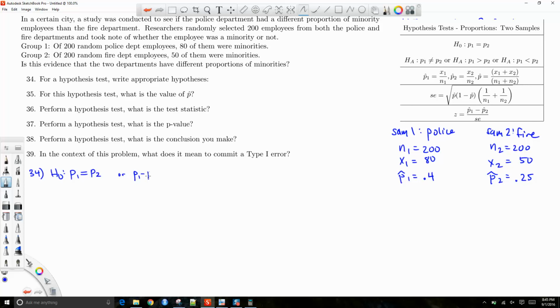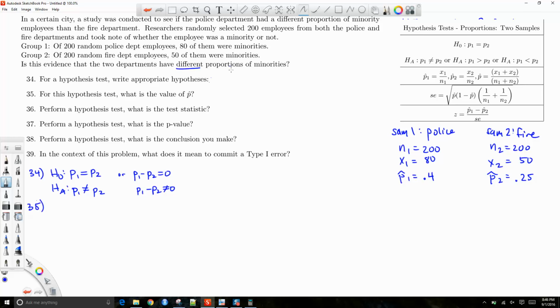As far as the hypotheses go, the null hypothesis is P1 is equal to P2, or P1 minus P2 is equal to 0. And then the alternative is that they're not equal, right? Because we're just asking, do they have different proportions? So P1 is not equal to P2, or P1 minus P2 not equal to 0.